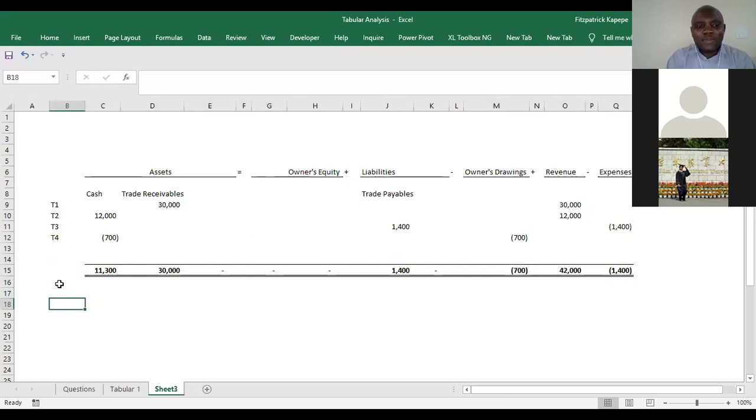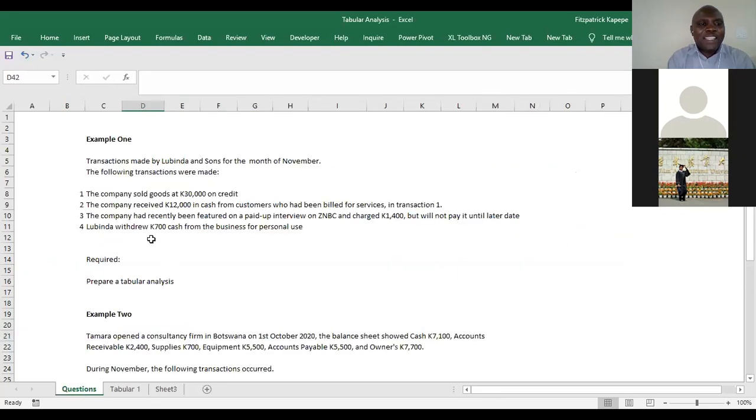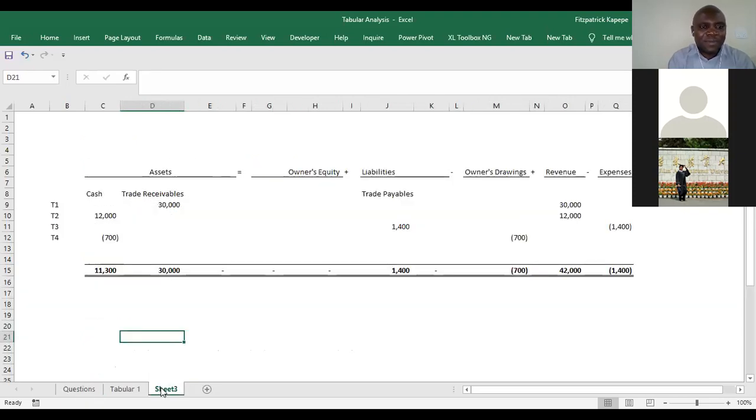So that's it. This was so basic. All I needed you to do was a tabular analysis. That's it. This is example number 1. And not just always troubles me with these workbooks, so I have to make sure.